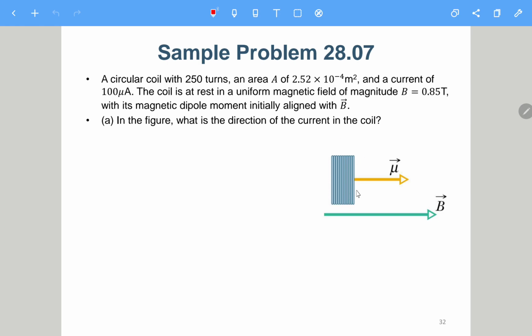So first it asks for the direction of the current in the coil. Using the right hand rule, you start from pointing to the right side, and the current will be something like this. This is the front, this is the back. I just make it a little bit open to demonstrate this, since it is hard to draw on paper. So this is the direction of the current, as B is pointing to the right side.